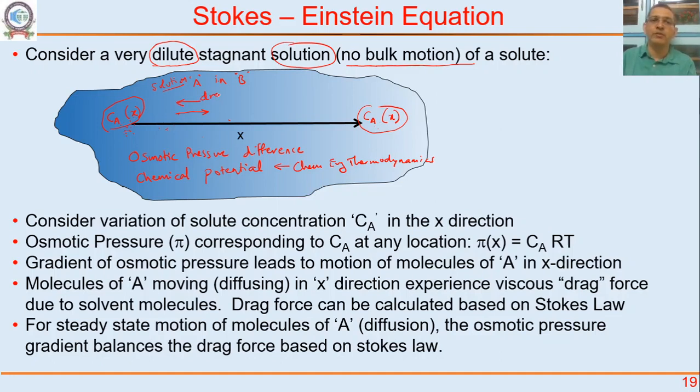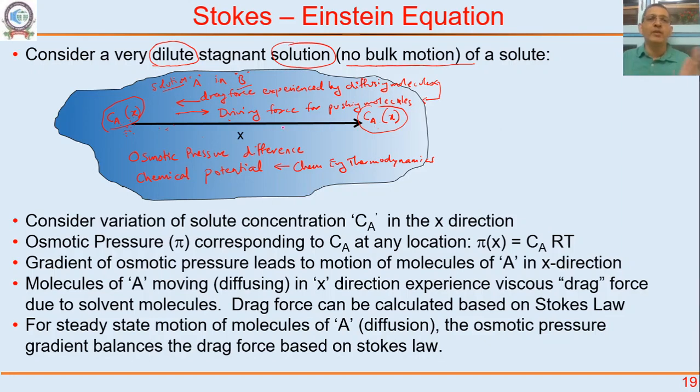So there is a drag force experienced by diffusing molecules, and the osmotic pressure is a driving force for pushing molecules from left to right in this particular case, and drag force is from right to left arising out of the medium B through which it is diffusing. At steady state, these two, the driving force and the opposing force, would be equal.